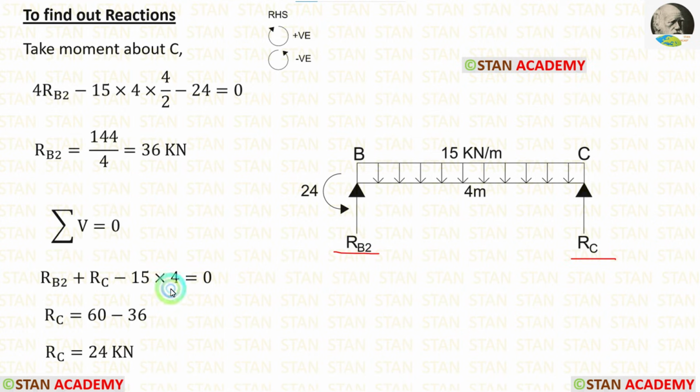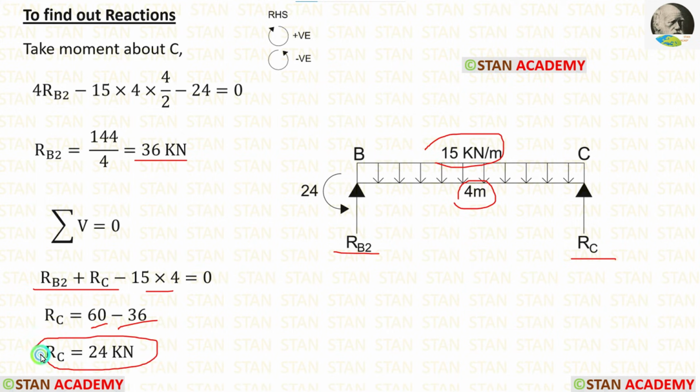RB2 and RC are acting upwards, so they will be positive. 15 kN per meter is acting downwards, so it will be negative. When the UDL comes, we have to multiply with the distance to get the total load. When we do that, we are getting 60. RB2 we have already calculated. We can apply that. Finally, we are getting RC, which is equal to 24 kN.